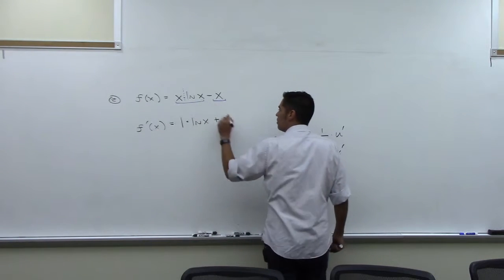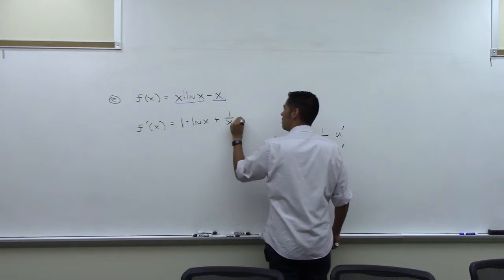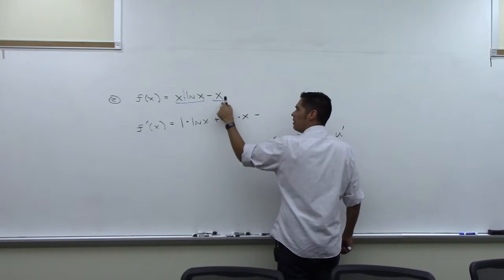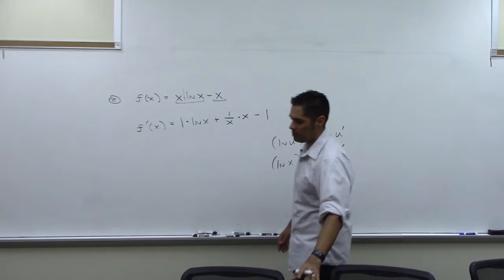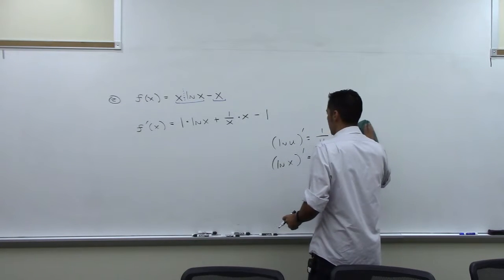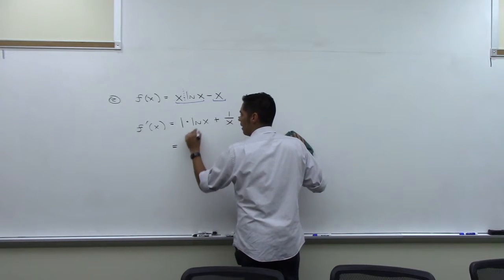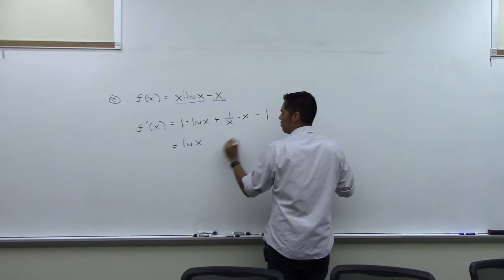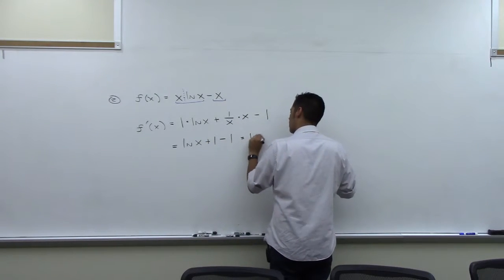So this just turns into 1 over x, that's the derivative of this, times x, and then we have minus the derivative of x, which was just 1, again because the derivative of x with respect to x is 1. And then I can go about cleaning this up a little bit. This is just natural log x. 1 over x times x, that's just 1, so plus 1, and then I have minus 1. Hey, that's just natural log x.